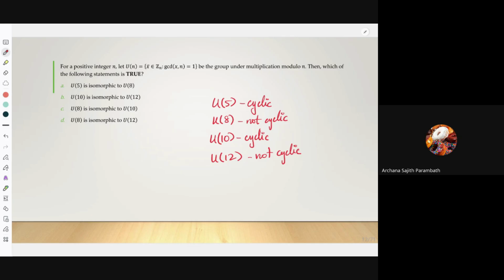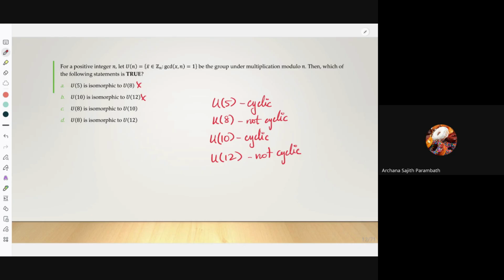So now let's look at the options. U of 5 and U of 8. U of 5 is cyclic, but U of 8 is not cyclic. So they are not isomorphic. 10 and 12. U of 10 is cyclic, but U of 12 is not cyclic. Again, they are not isomorphic.